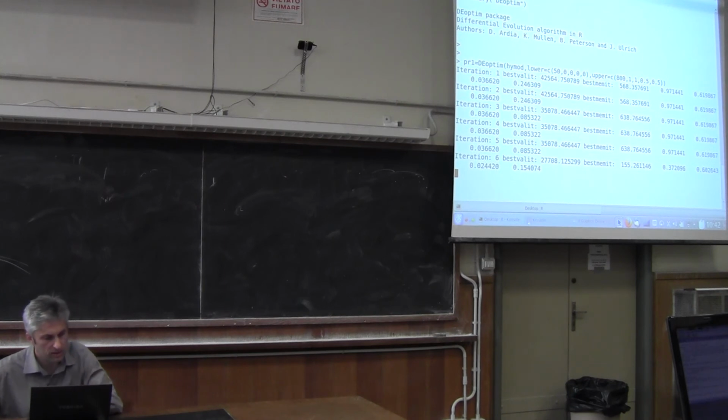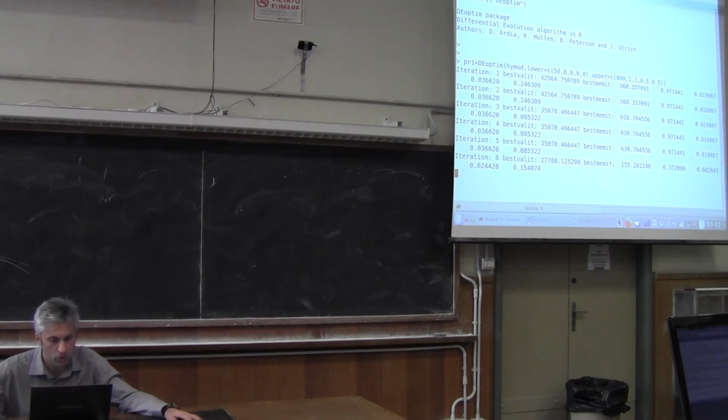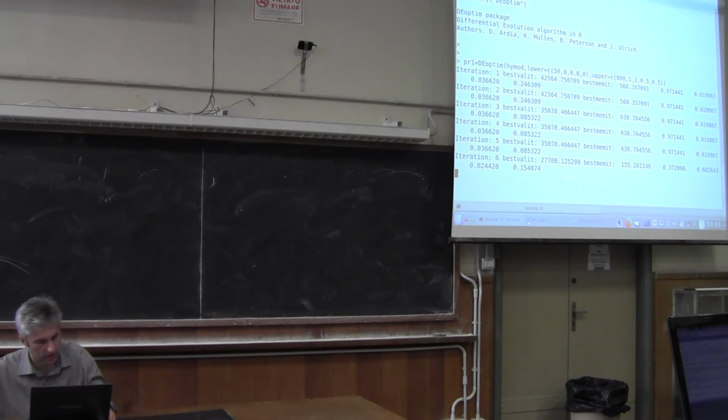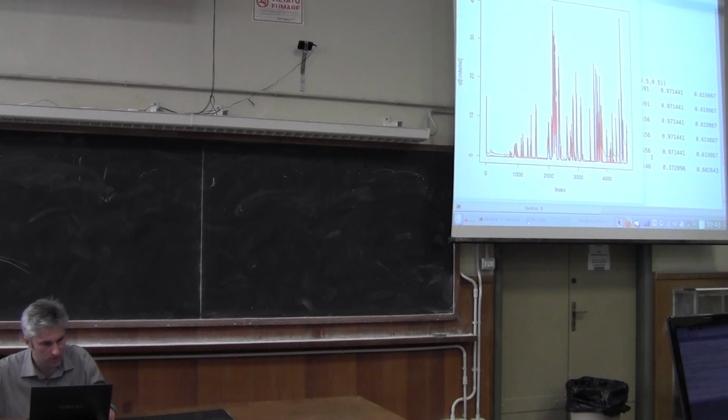And you see here, there is what you get, there is the best value, 27,000, and then the best parameters, 155, 155, 0.37, 0.6, 0.02, 0.15. These are the best ones. Still, they are much variable because if you compare with the best ones that we got at the previous steps, they still vary a lot. And let me see, yeah, we are still far from convergence. You see, there is still a lot of variability. So these parameters still are not good.